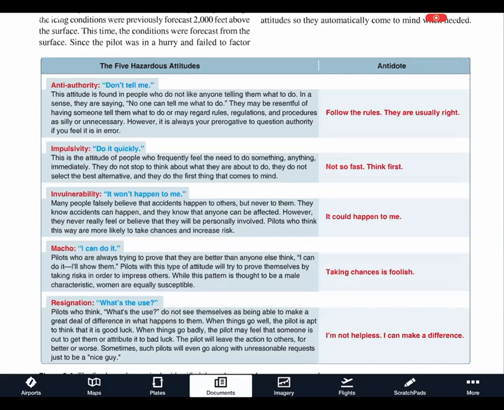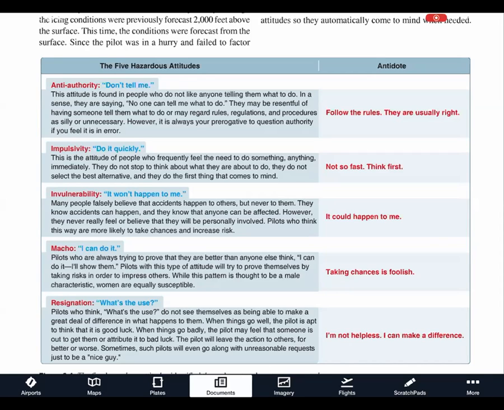I'll come up with an example a little bit later, but the key element with invulnerability is to stay disciplined and realize that, yes, despite me checking this 500 times before, if I don't check it today, it could be the one time there's in fact a problem with it. So absolutely, it could happen to me. Macho, as we already talked about extensively: taking chances is foolish, and believing too much in your abilities beyond what your actual abilities are. Be aware of that limitation.